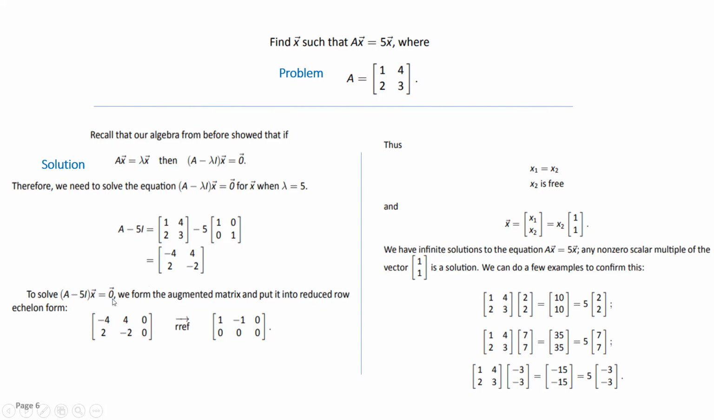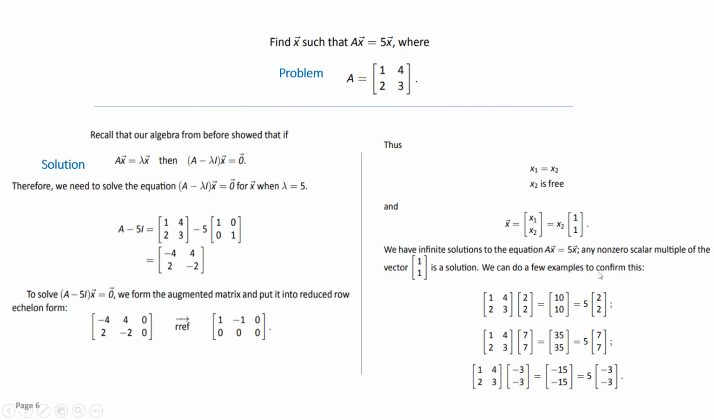So -4, 4 and -2, and this is 0, 0. We have taken this 0 vector here, and we are referring it to 1, -1, 0 and 0. So x1 is equal to x2. So here we have infinite solutions to the equation A x bar equal to 5 x bar. Any non-zero scalar multiple of a vector like 1, 1 is a solution.